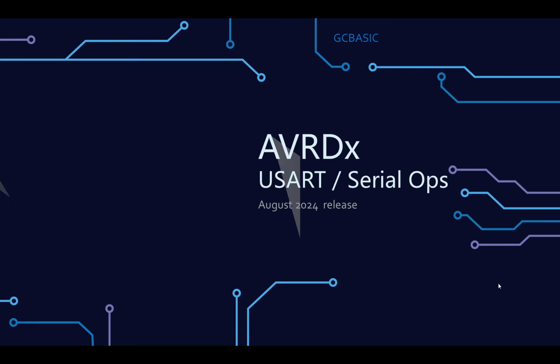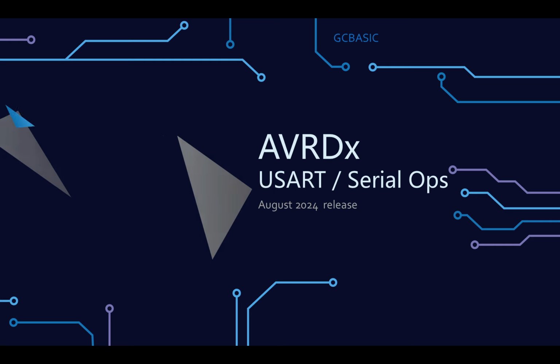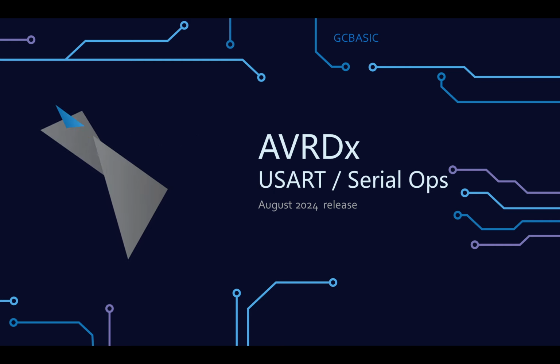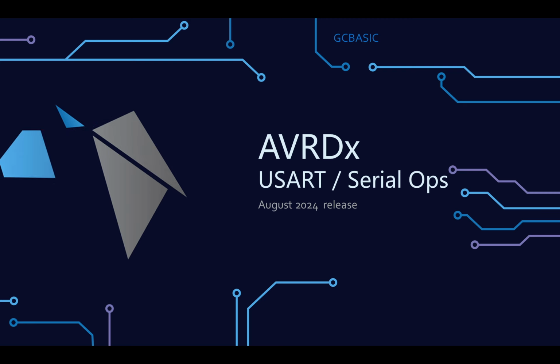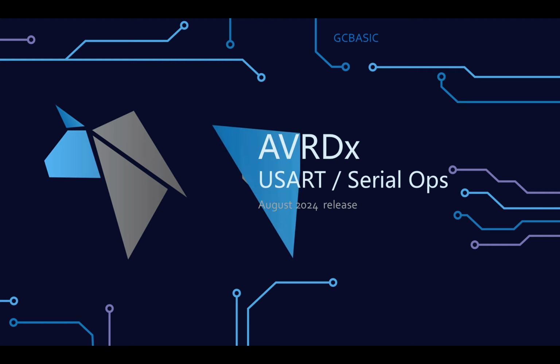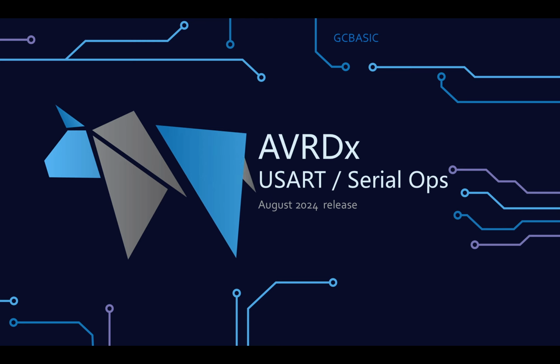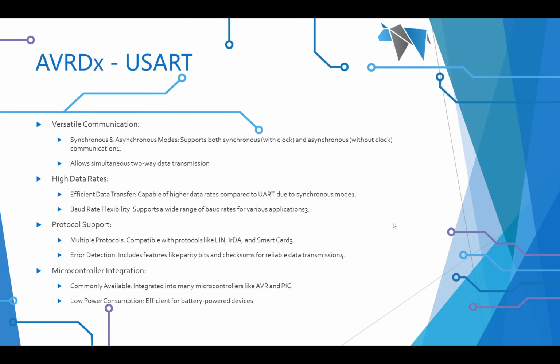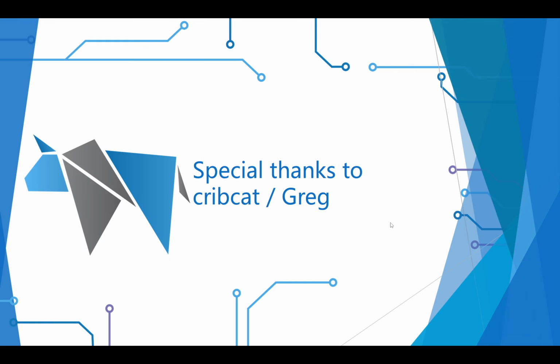Welcome to another GCBASIC demonstration. This demonstration is for the AVR Dx range of microcontrollers. We're implementing that in the compiler and in the libraries, and this one is specific around the USART or serial operations, August 2024. Let's start with a special thanks slide to Cribcat, or Greg, on the forum.